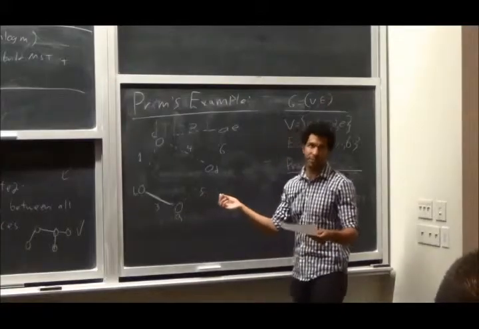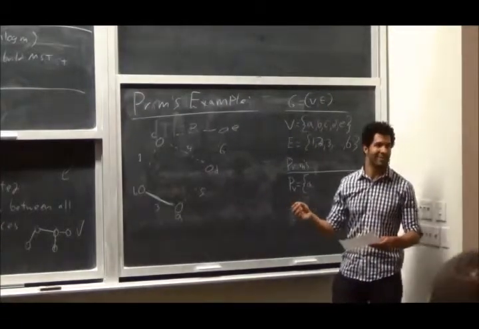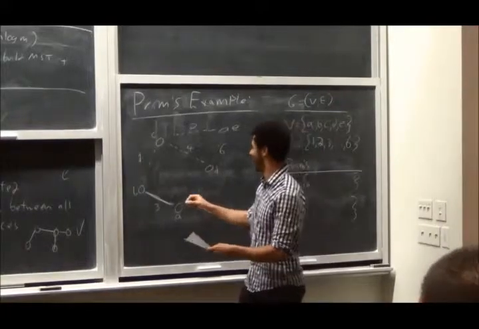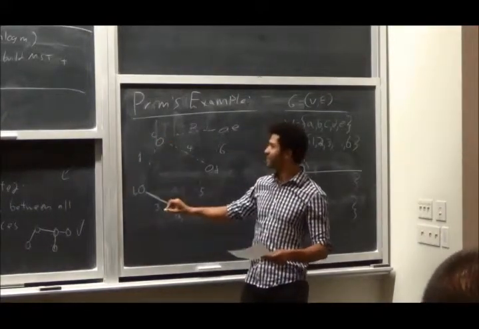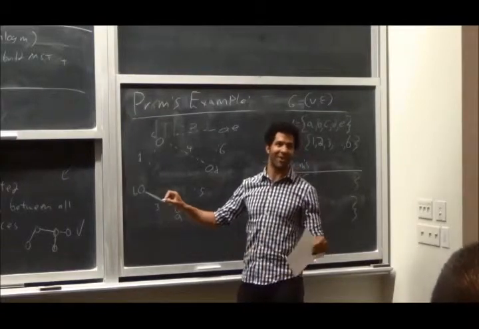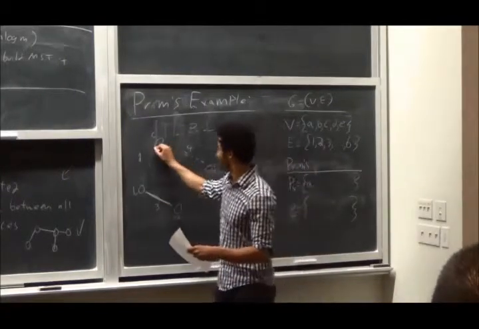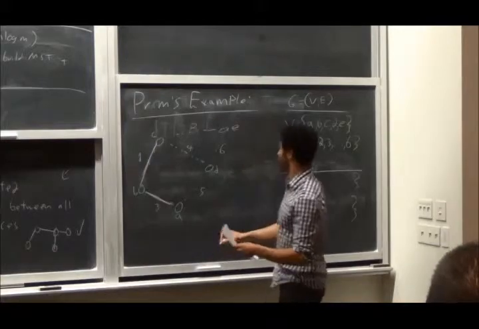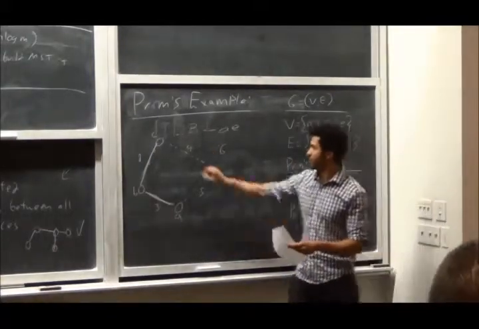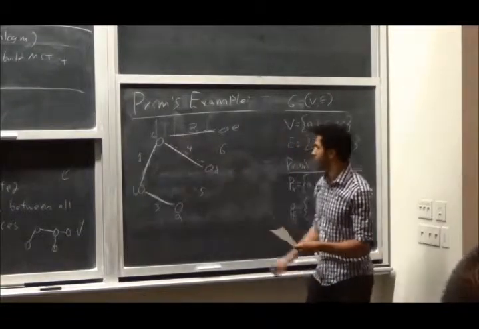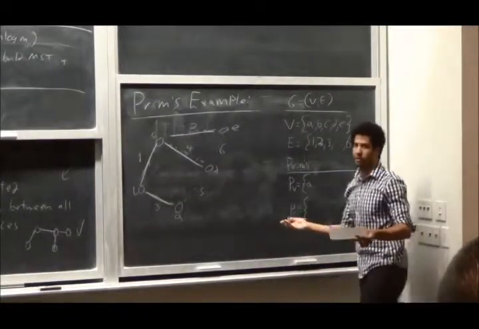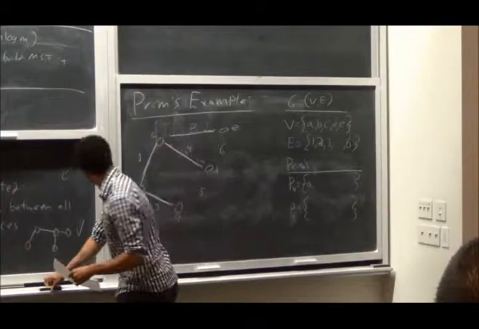Does that make sense? All right. So the next closest edge is? I'm going to make somebody say it. C. Thanks. Next? C. O. D. Cool. All right. So that's pretty simple.